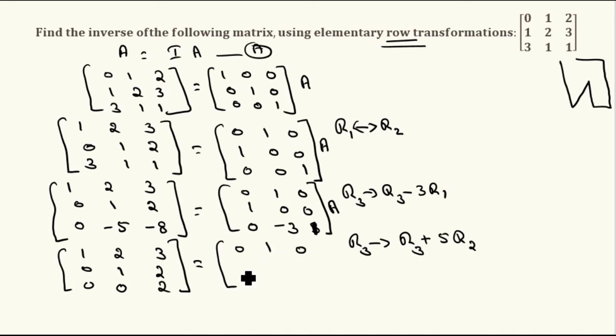0, 1, 0, 1, 0, 0. Now this has to change. Now 0 plus 5 times this, so 5. Minus 3 plus 5 times 0, minus 3 only. 1 plus 5 times 0, 1 only. This is over. Now we have to make this 2 as 1. This element. We have reached 0 here, now this is 1. So divide R3, R3 equals R3 by 2.